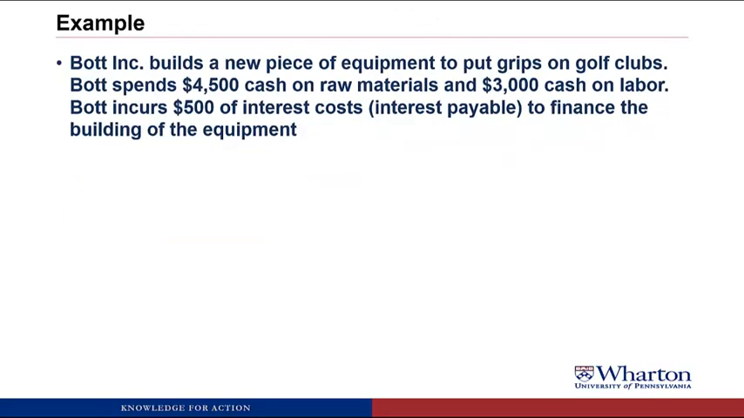What I'm going to do is go through an example in this video to highlight these different stages that we've looked at. Our example is going to concern Bott Incorporated, which manufactures golf clubs. Bott has built a new piece of equipment to put grips on the golf clubs. Bott spends $4,500 cash on raw materials and $3,000 cash on labor. They also incur $500 of interest costs under an interest payable to finance the building of the equipment. I'm going to go ahead and put up the pause sign and let you take a crack at trying to do this journal entry.